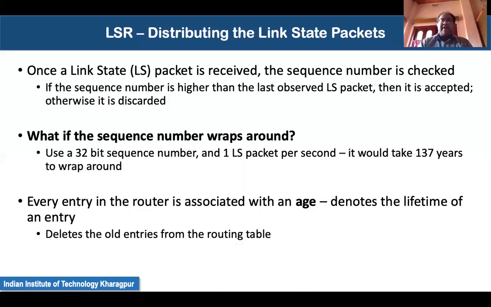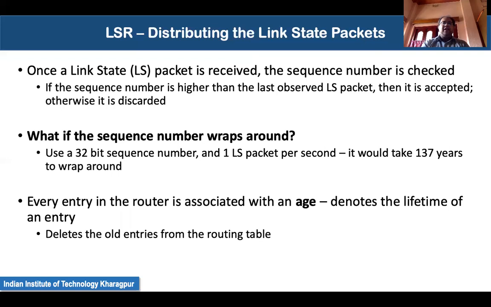Once a link state packet is received, the sequence number is incremented. If the sequence number is higher than the last observed link state packet, then it is accepted, otherwise it is discarded, as I was mentioning. Now, one problem you might think of is what if the sequence number wraps around? Typically in OSPF, we use a 32-bit sequence number, and typically we send one link state packet per second. If you consider that, it will take around 137 years to wrap around. So this question of wraparound doesn't come up in link state routing with OSPF.